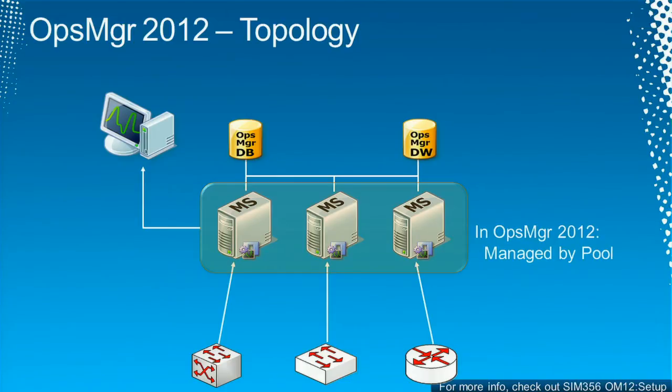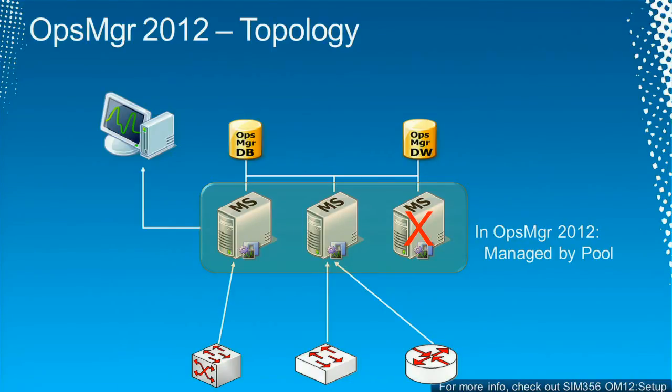So in Operations Manager 2012, we introduced this concept of a management server pool. And this means that my network devices or my cross-platform devices, rather than talking to a single management server, can talk to a pool of management servers. So again, if I lose a single management server, my devices automatically fail over to the next management server in the pool.